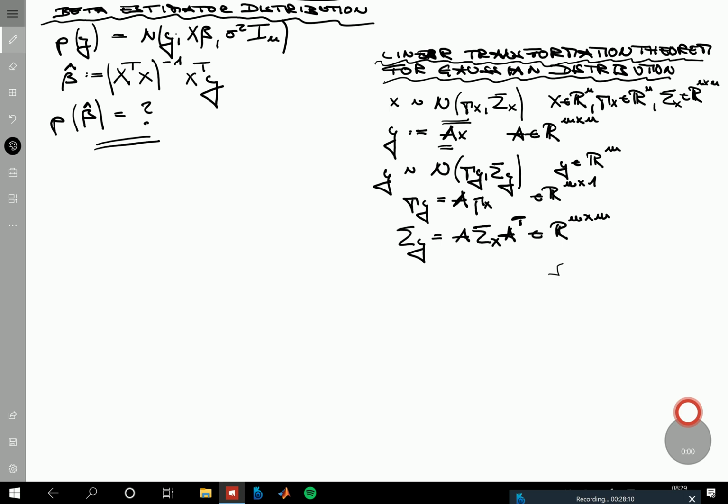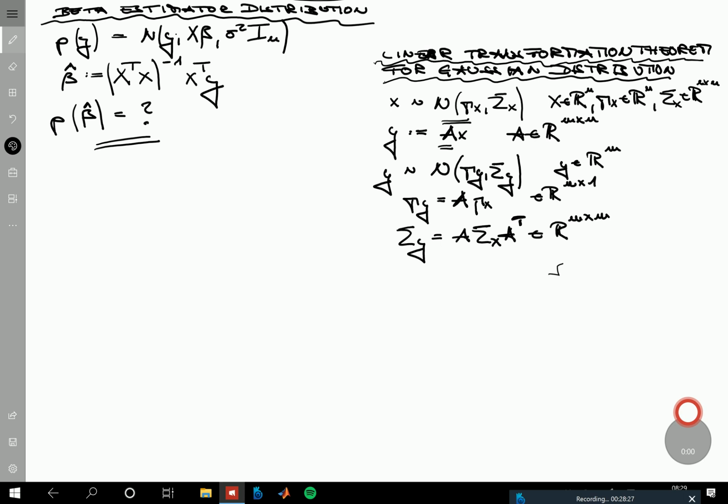And any other questions about the linear transformation theorem? I mean, it's just a mathematical result that we use here. And if you are interested in why this holds, you would have to study the proof. That's essentially the point here.